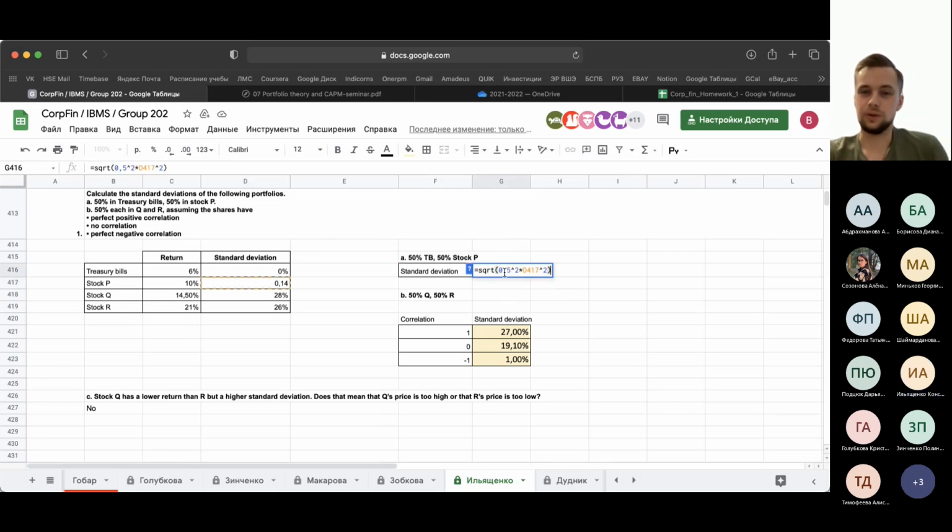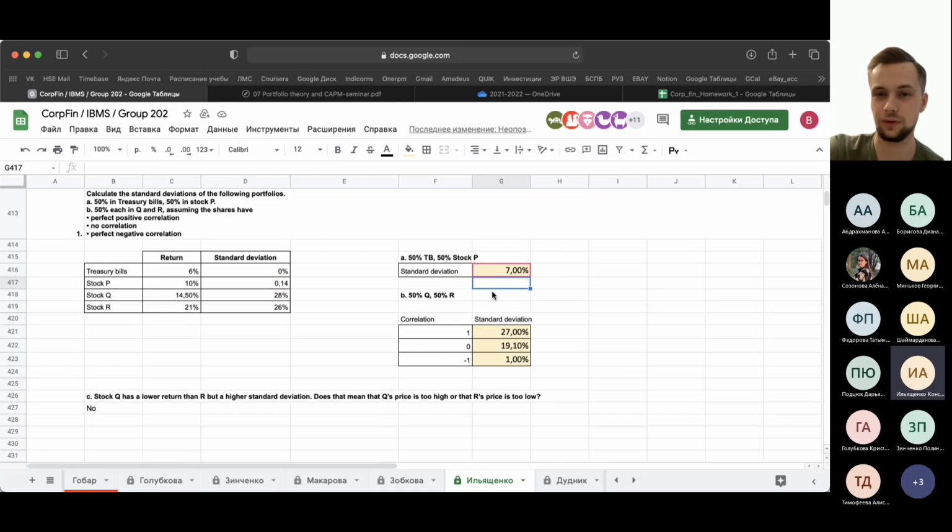Okay, so we have the share in square multiplied by the standard deviation of stock P, and for treasury bills we have 0 standard deviation, and for that reason I do not include it. And then take the square root of this.